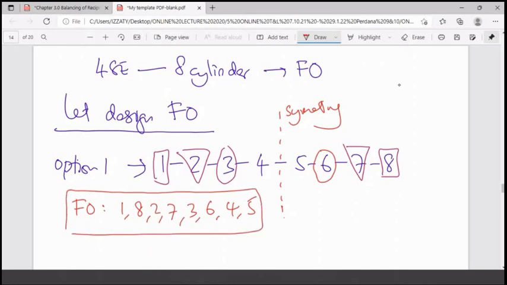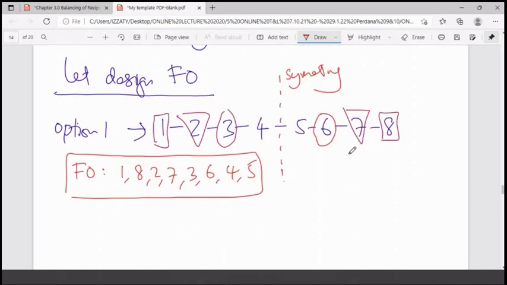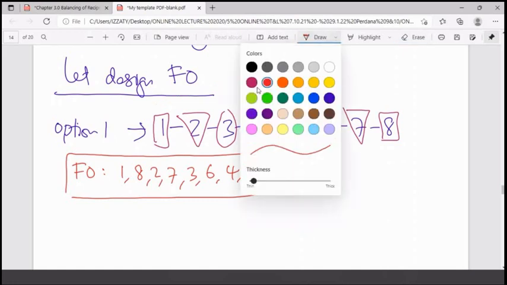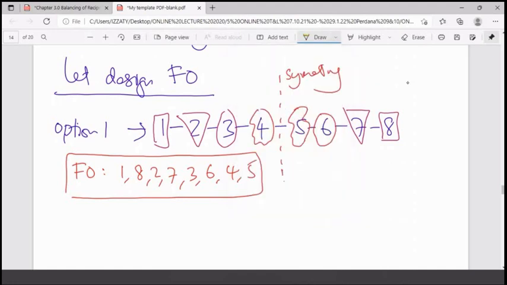Or you can also have another option. Let me put another color here. 1 and 7, 2 and 8, not pairing each other. We have 3 and 6, then we have 4 and 5.